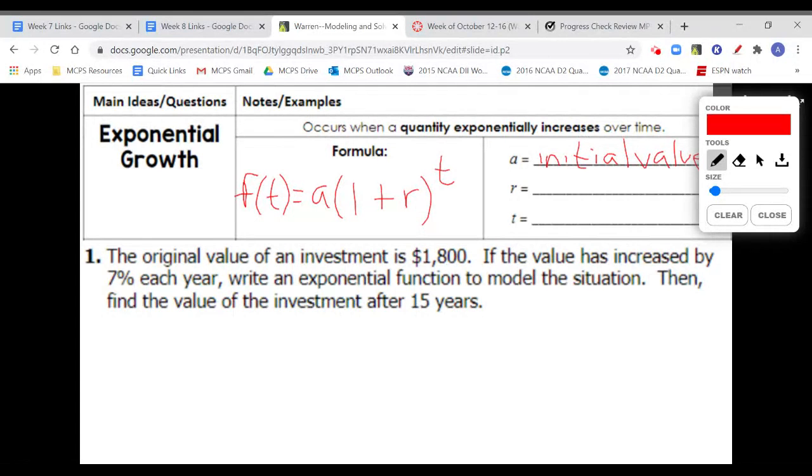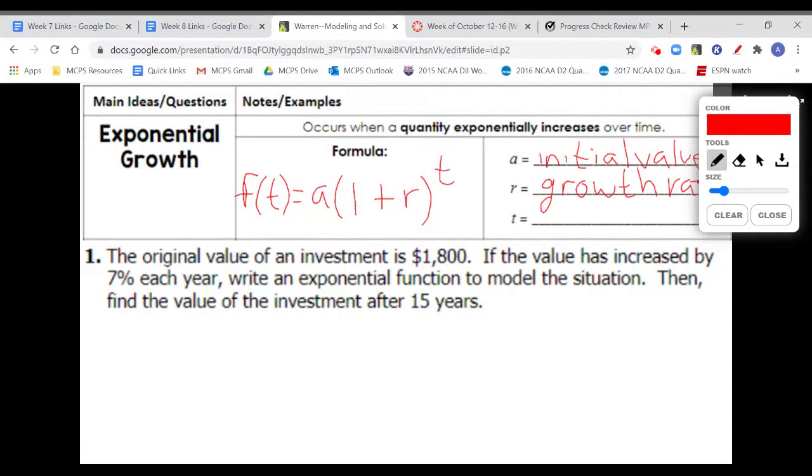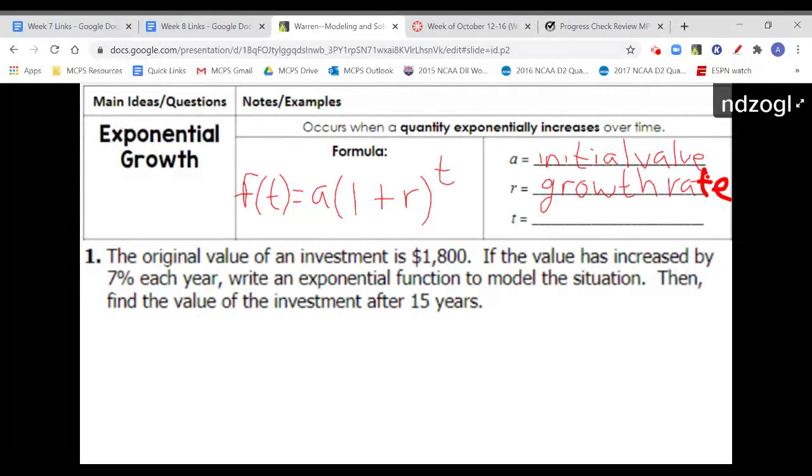The R still stands for rate, but in this case, we're specifically going to call it the growth rate instead of calling it the interest rate, because I'm not talking about interest anymore. And then T still stands for time in years.